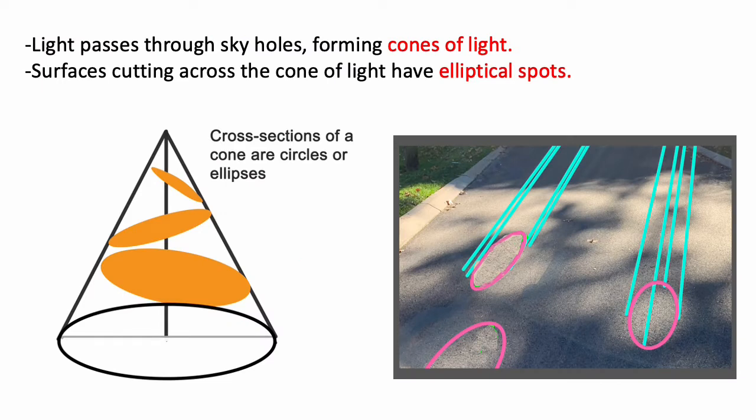I'd now like to discuss the shapes of the dappled light. When light passes through a sky hole, it widens into a cone of light. Surfaces that cut through that cone, like pavement or grass, acquire round spots of light, like these cross-sections of the cone. Here, we see elliptical spots of light on the pavement.